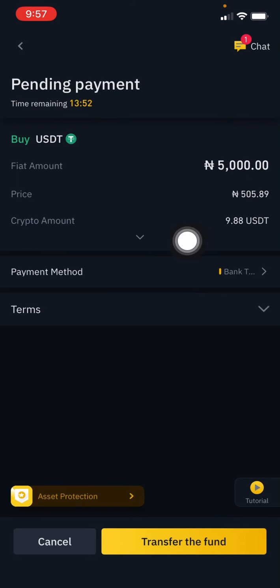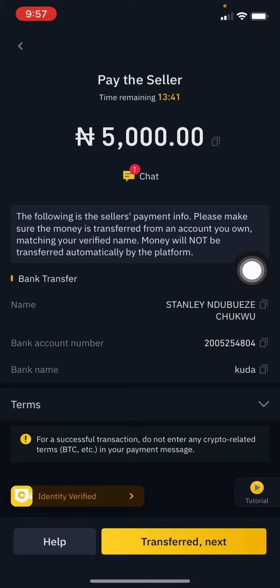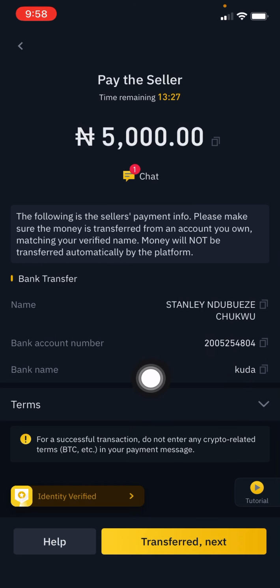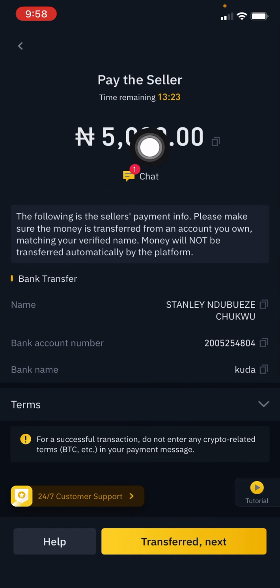Now, how do you see this person's account number, account details? Click on payment method right here. Now, this is the person's account number and bank name. This person is using CUDA. Okay. The person's name, Ndubuese Stanley. So we are going to make payment of 5,000 Naira, nothing more, to this person right now.